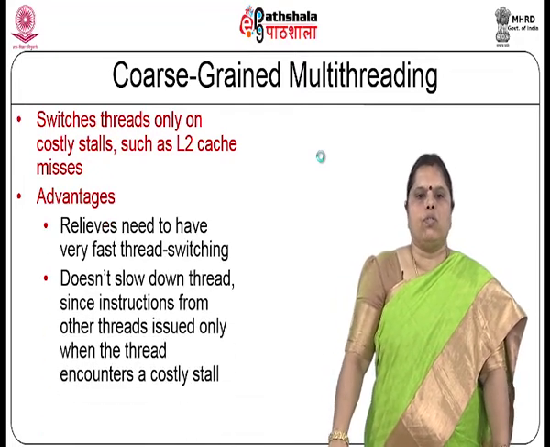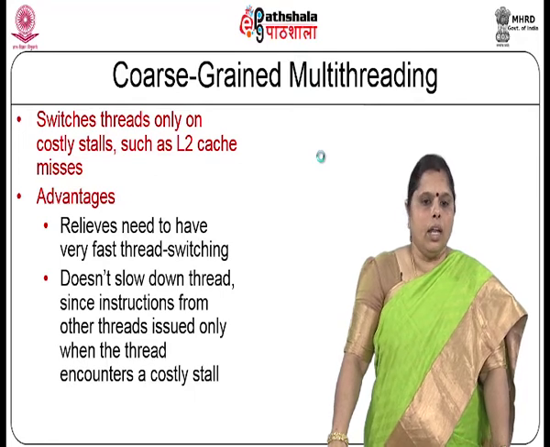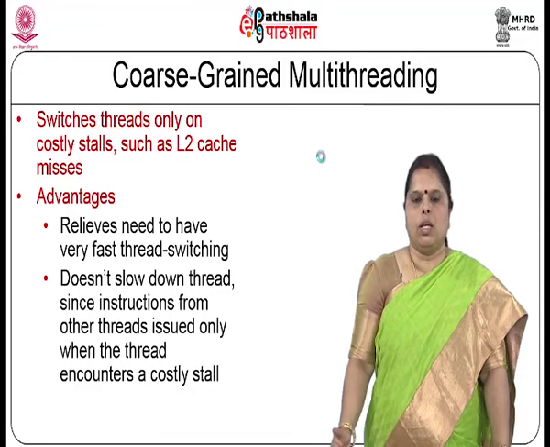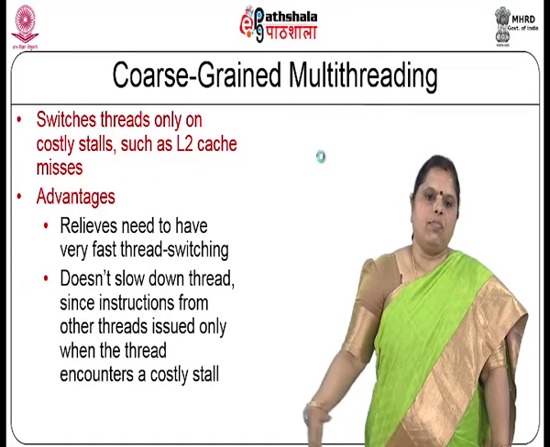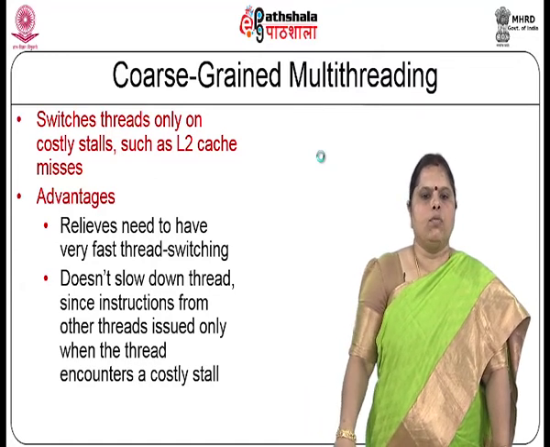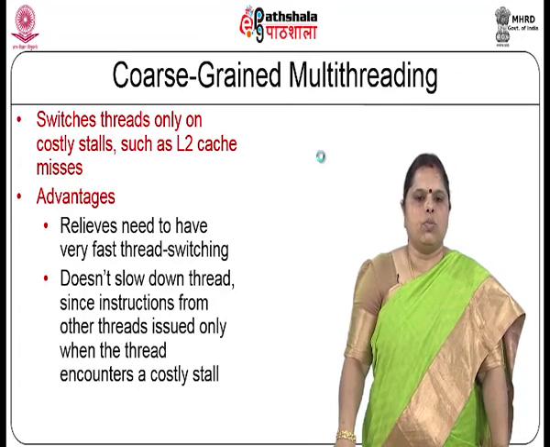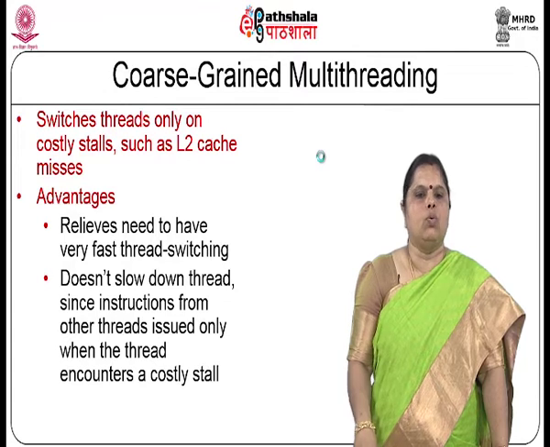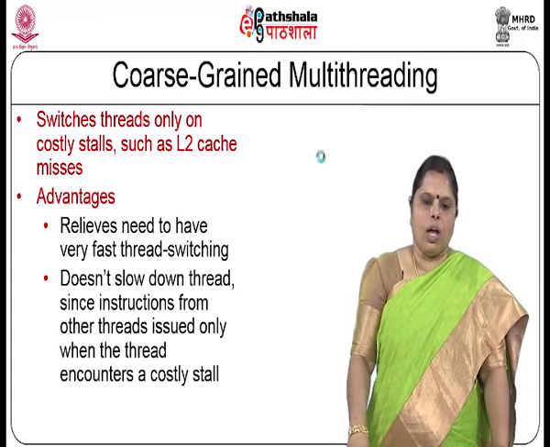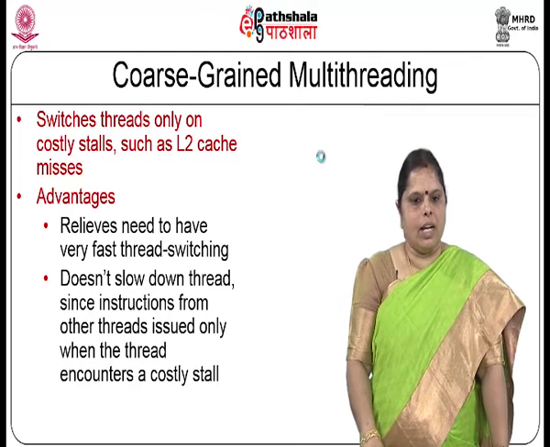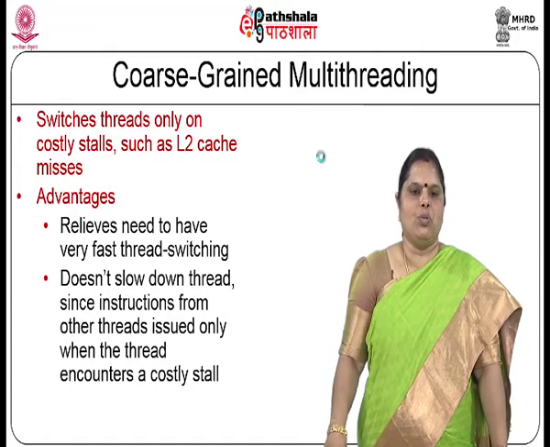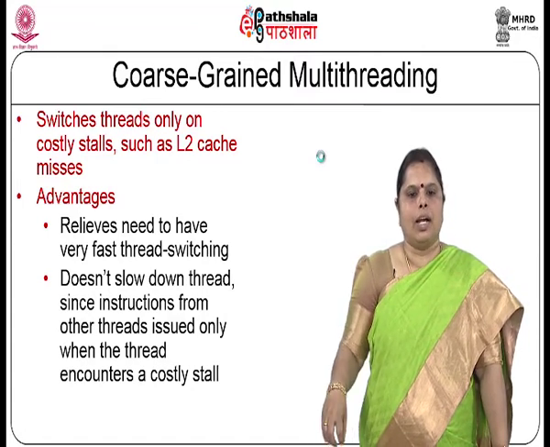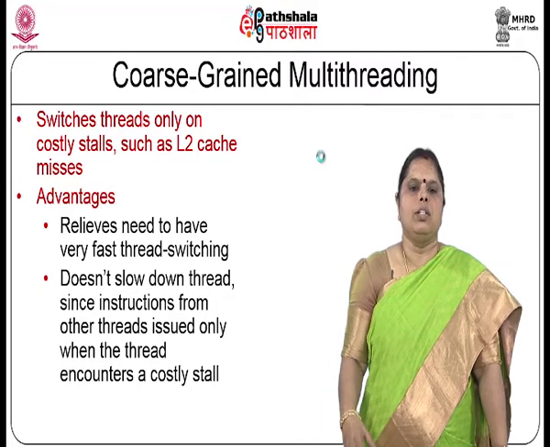The advantage of coarse-grained multithreading is that it relieves the need for very fast thread switching, because after all it is going to switch only when there is a stall. So it is not going to switch very frequently, and you have enough time to do thread switching. It does not have to slow down the threads, since instructions from other threads are issued only when the thread encounters a costly stall. Of course, when a thread does not have any stalls, the subsequent threads will not be taken up for execution at all. That problem is there. But still, a ready thread will not have to stall once it has been taken up for execution.